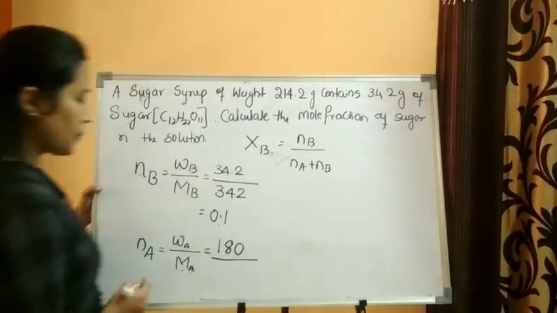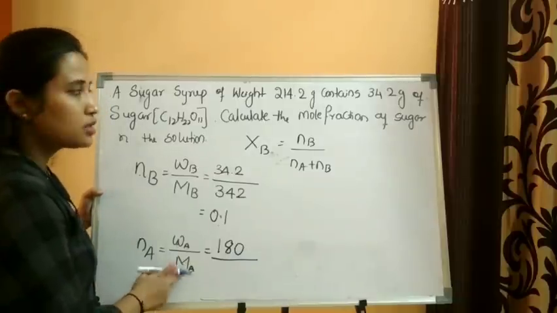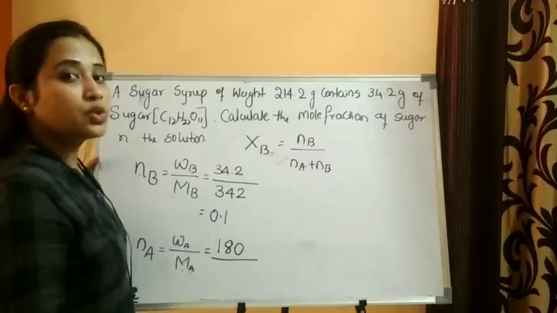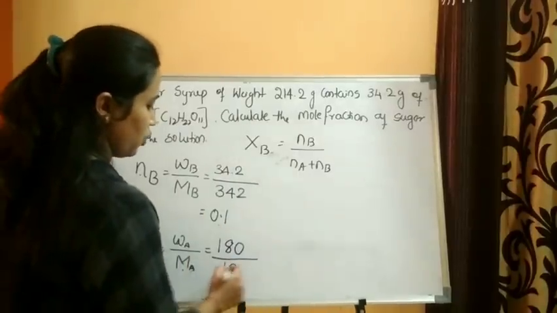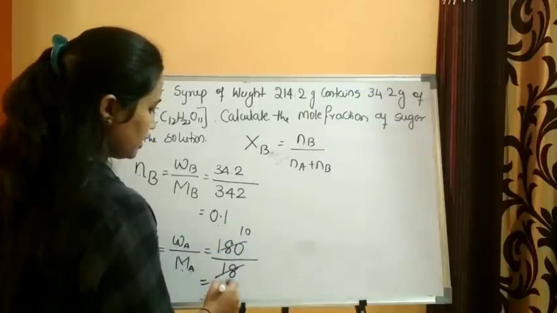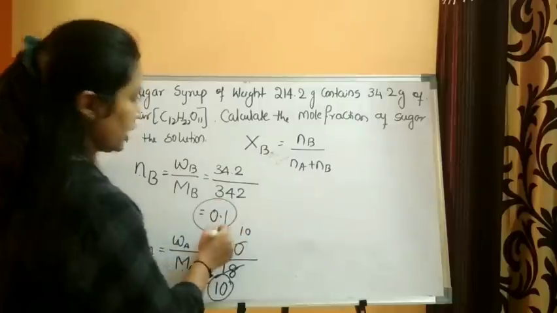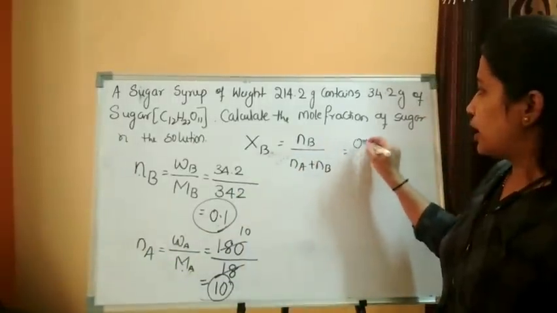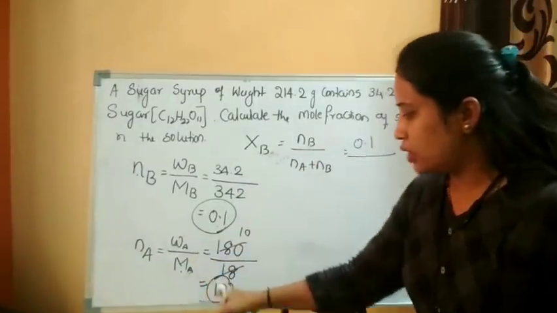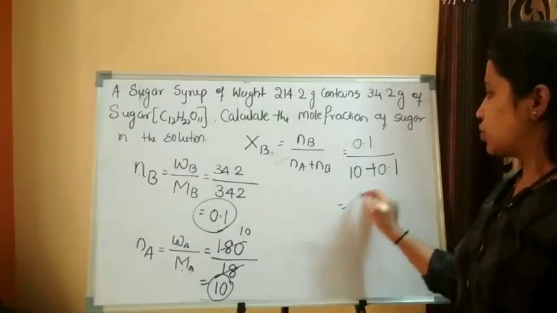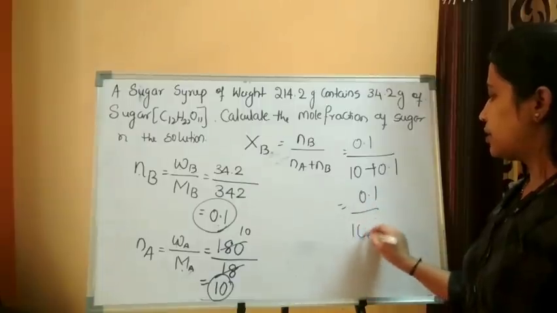Divided by the molar mass of the solvent. The solvent here is water, the formula is H2O, and the molar mass of H2O is 18. So 180 divided by 18 gives 10. So what is the Na value? It is 10, and here Nb is 0.1. Now substitute directly. Xb is equal to Nb, which you got as 0.1, divided by Na plus Nb, that is 10 plus 0.1.